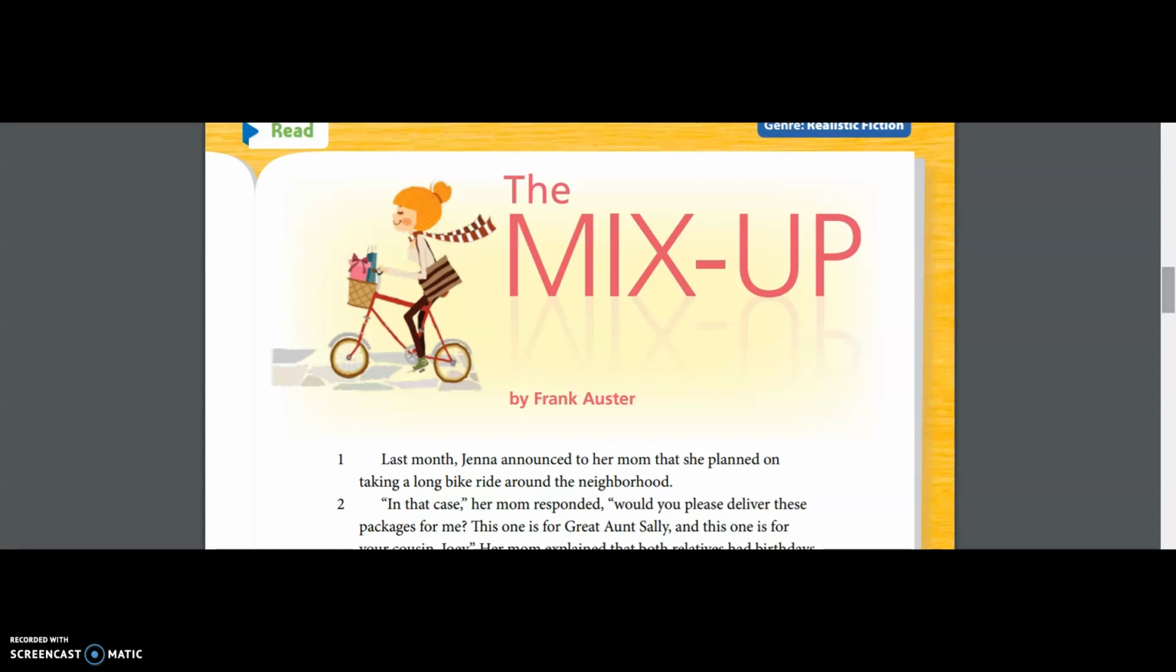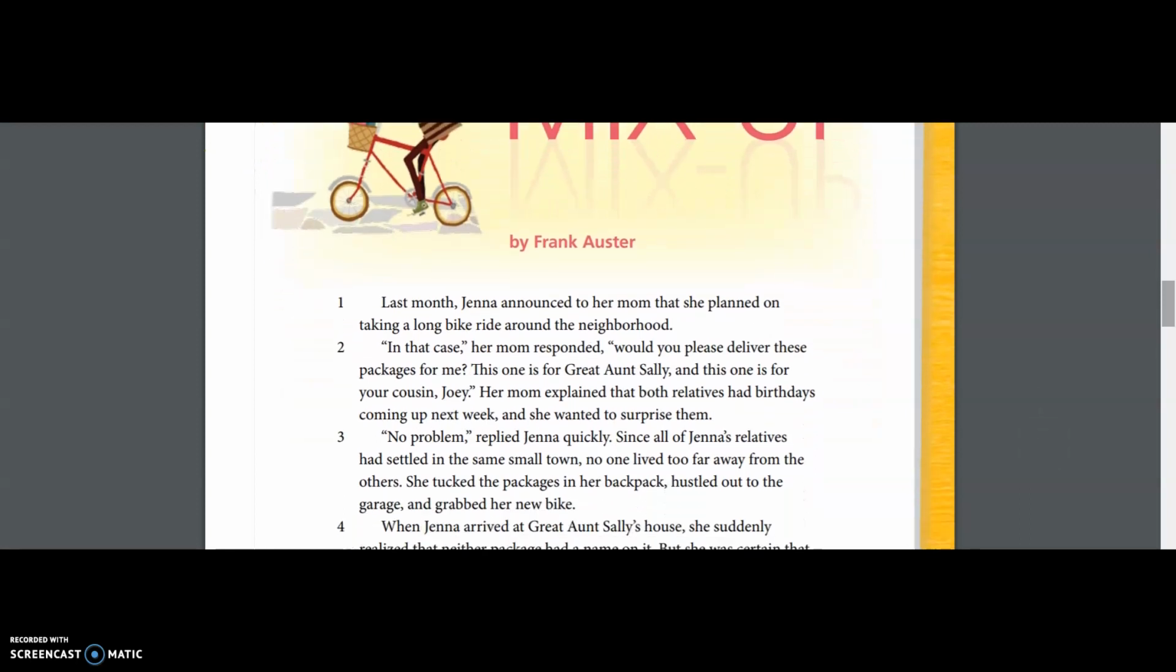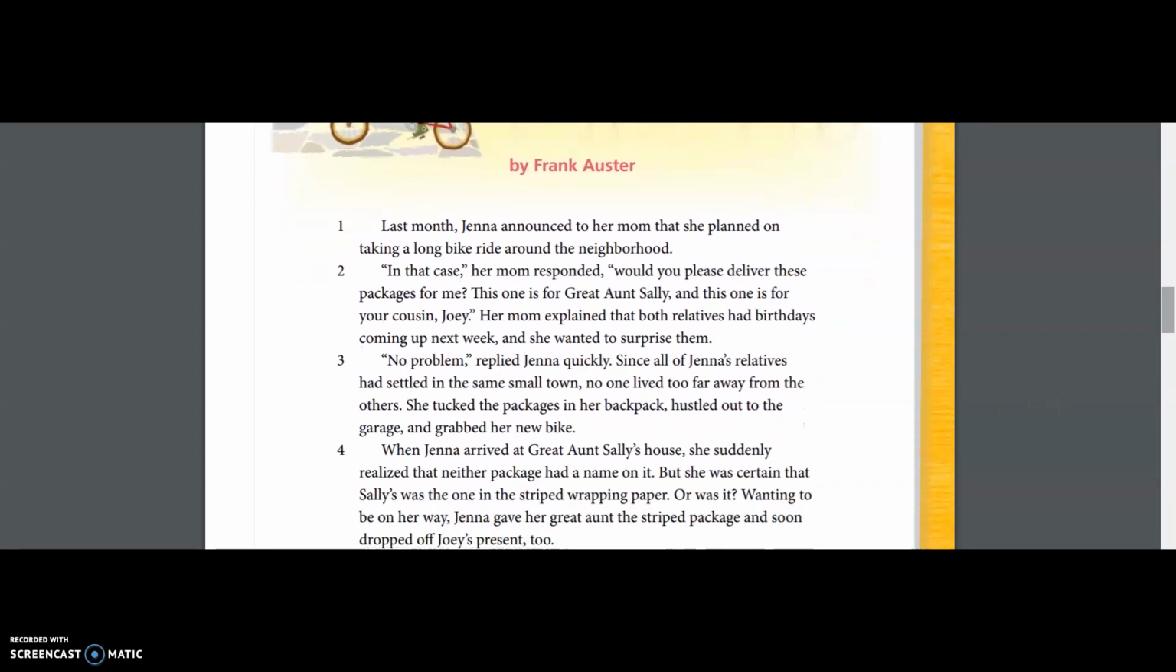Perfect if you said it takes place in a small town. She mentions that they live in a small town, and that's why it's so easy for her to get around on her bike. And we know a lot of the times when we look for the setting, it's somewhere near the middle. We see right there in paragraph 3 that they settled in a small town.